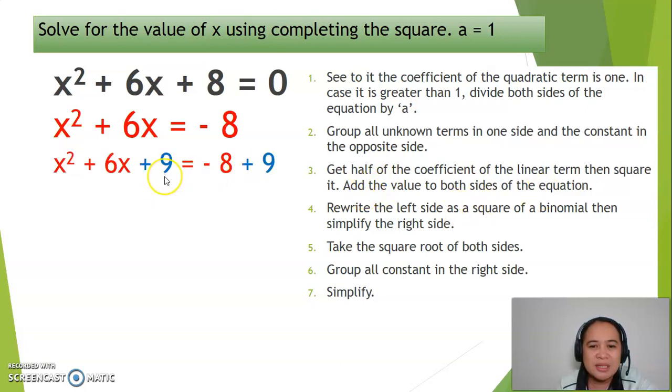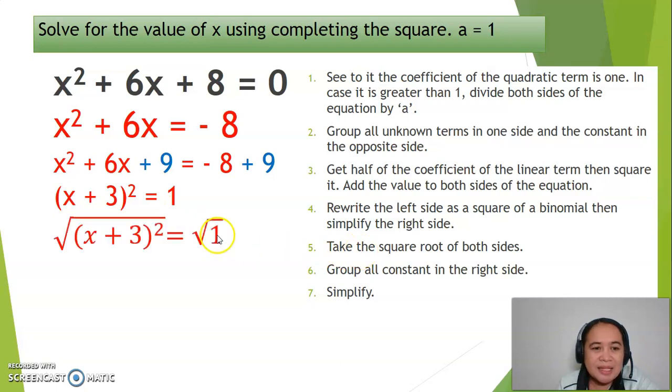So you will get this one. Now, with the left side, rewrite this in binomial form. So the square root of x squared is x. The square root of 9 is 3. And the sign of the second term is positive. Then square that. So negative 8 plus 9, you will get 1.